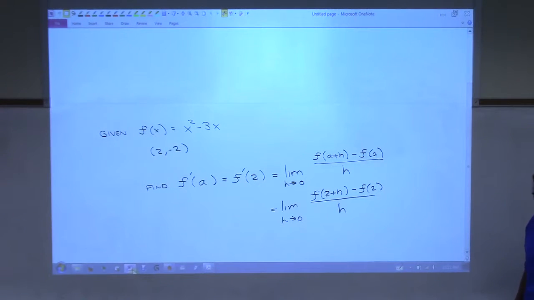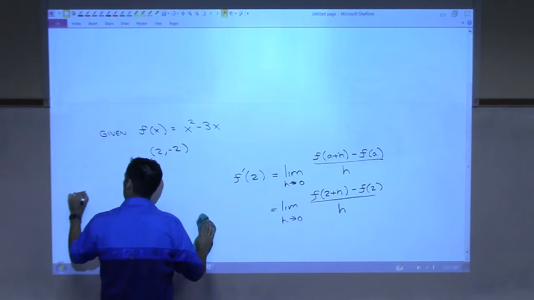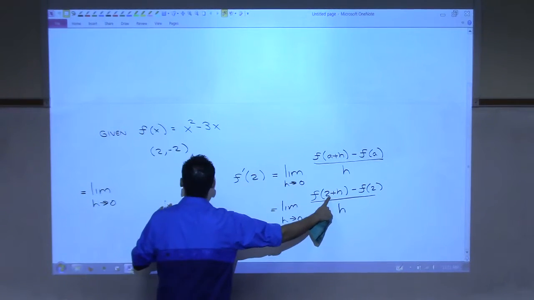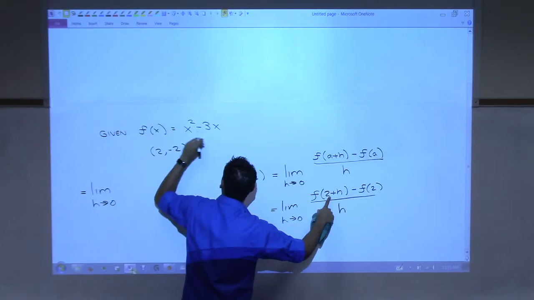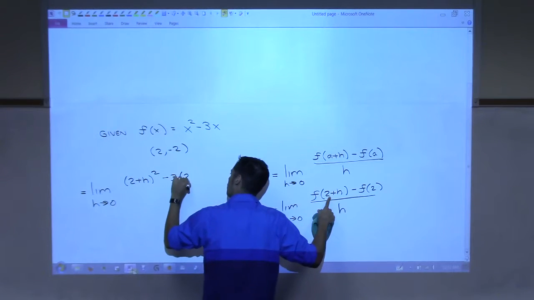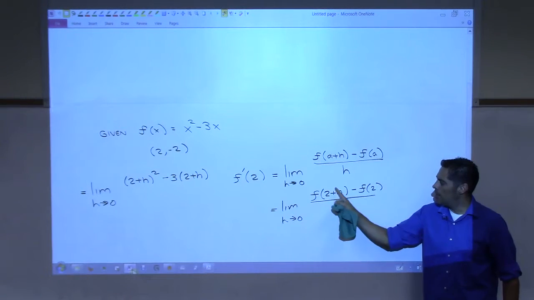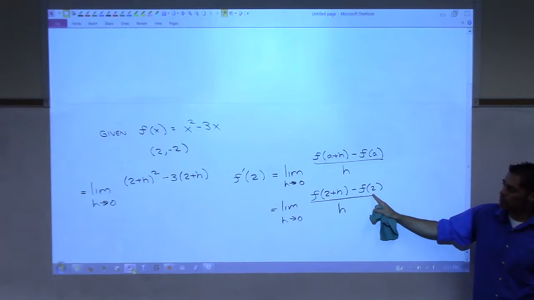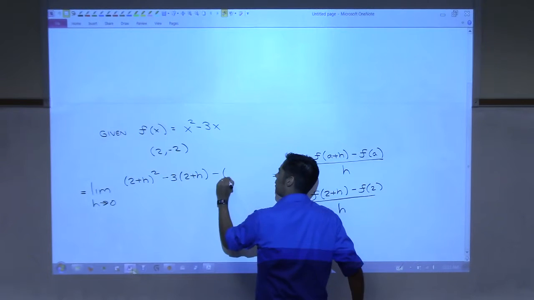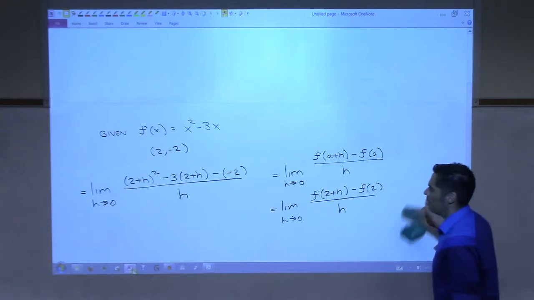And then we plug in. So this should be equal to the limit as h goes to 0 of f of 2 plus h, which means I'm going to replace the x in the function with 2 plus h. So I'm going to have 2 plus h squared minus 3 times 2 plus h. And that finishes off the top left corner, right? Then minus f of 2, but what's f of 2? Negative 2. Negative 2, we knew that already. So we're going to be subtracting a negative. It'll be positive. I'm going to go ahead and write minus negative, since I'm going to have to do some work anyway.